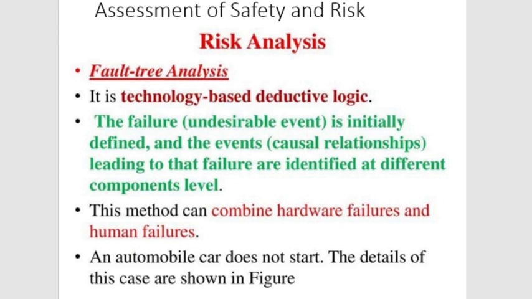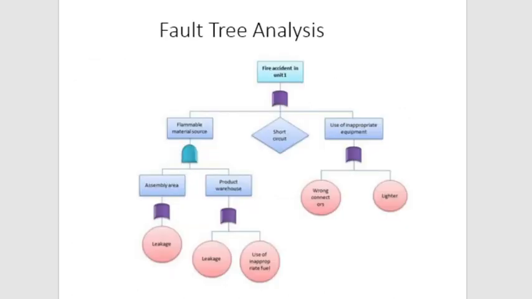An automobile car does not start. The details of this case are shown in the figure. This is the example for fault tree analysis, where the events are analyzed to find out where the failure is and what are the causes of failure. The car is not starting means it may be due to human error, or it may be due to the machine, that is engine error. These two are possible for not starting the car. So we have to analyze both human as well as the machine faults.